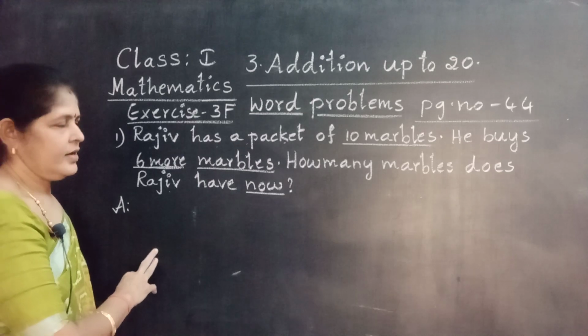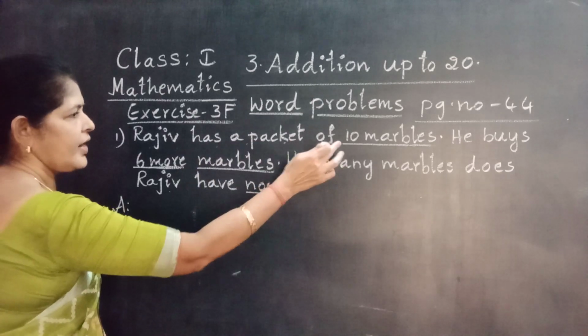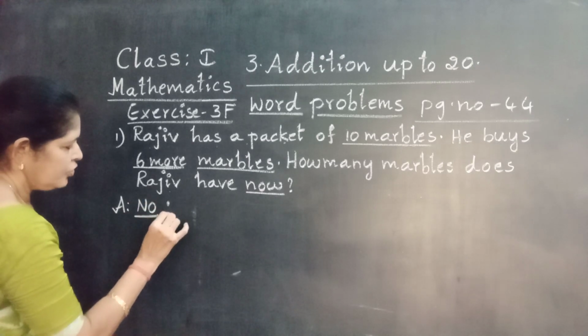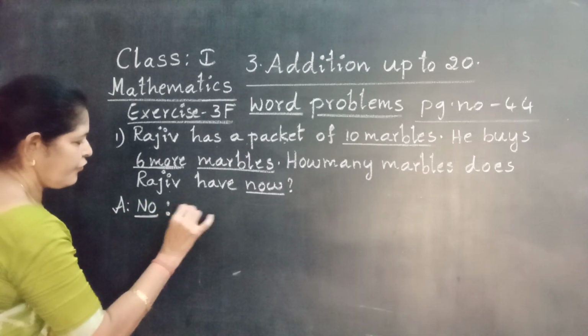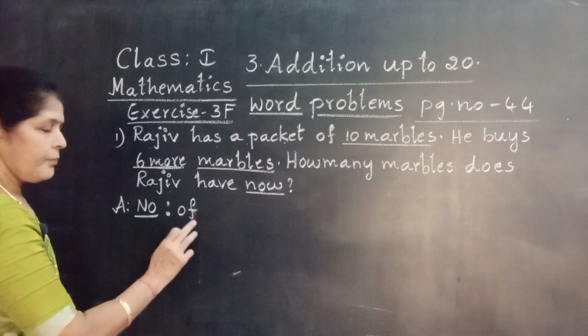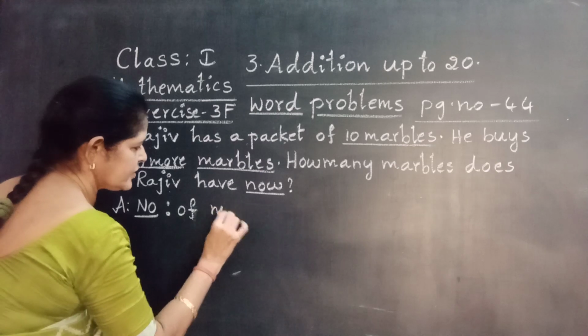You follow me. Ready? First, number of marbles. N-O, No, dash, 2 dots, O-F, of. This is read as number of. Number of marbles.